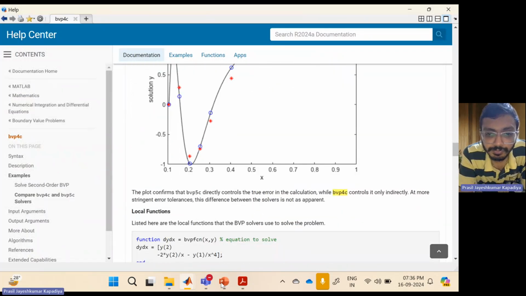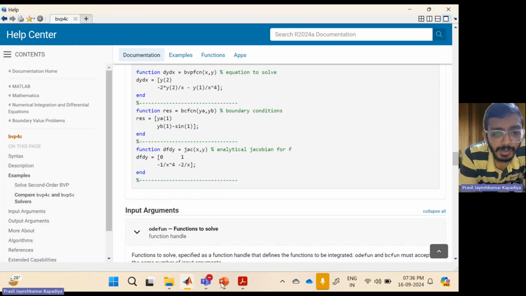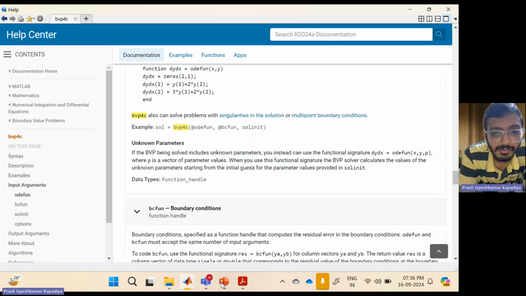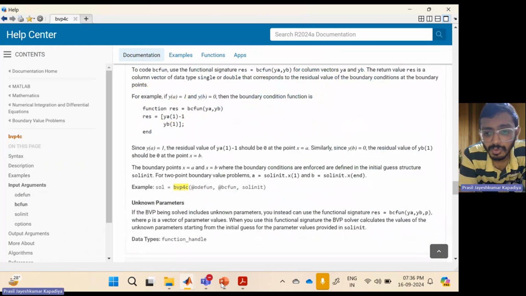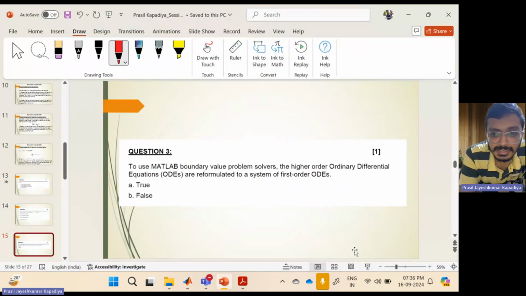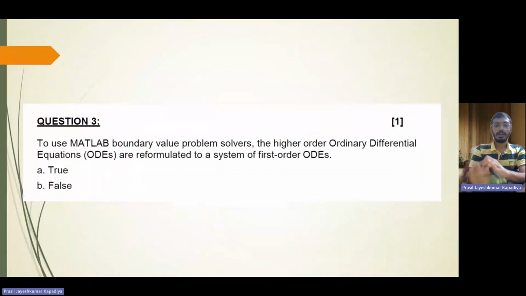So we will solve this problem next week, not today, because only 25 minutes are left and we are just seeing the theory currently. So the correct answer is true: to use MATLAB boundary value problem solvers, the higher order ordinary differential equations are reformulated to a system of first order differential equations. So the correct answer is true.